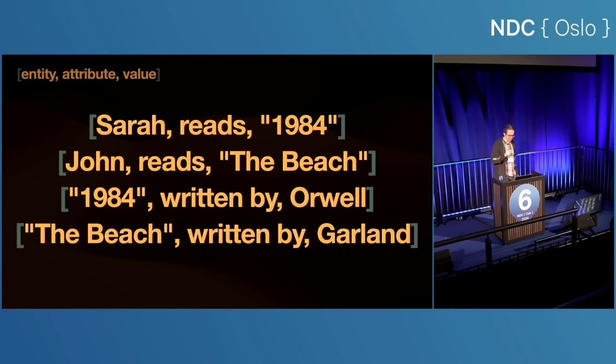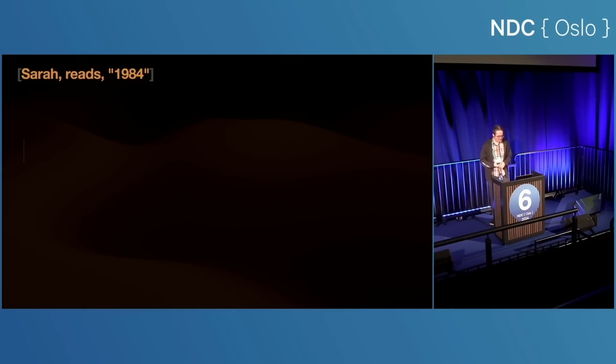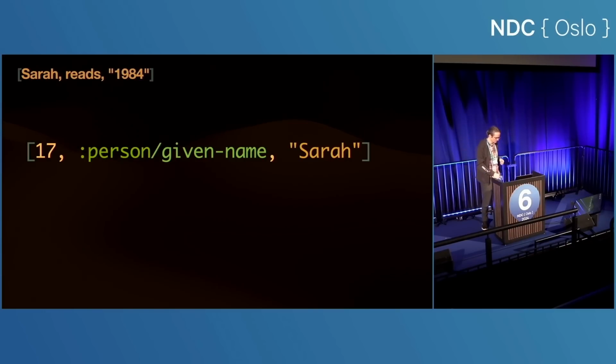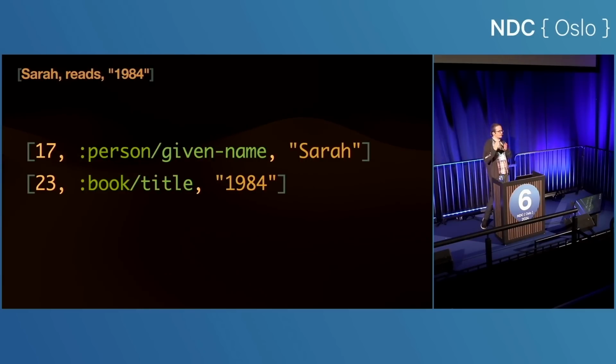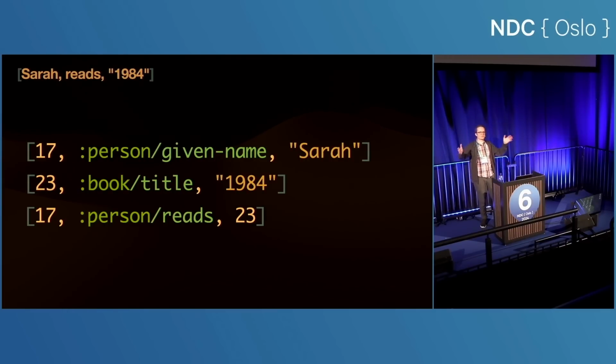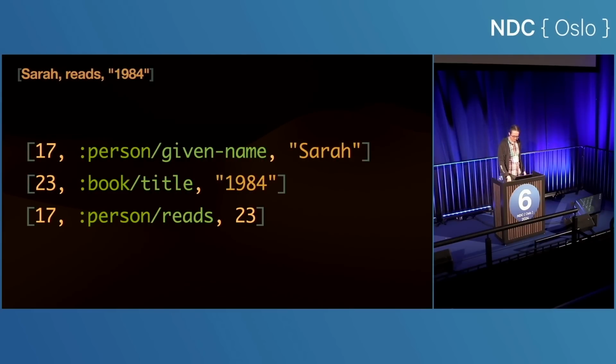Let's break down the first one. There's some entity number 17 who has the attribute of person with a given name, and the value is Sarah. Then there's another entity, 23, which has a book title of 1984. And then we have entity 17, has the attribute person reads 23, the book. Sort of paints a picture about Sarah reading the book 1984.